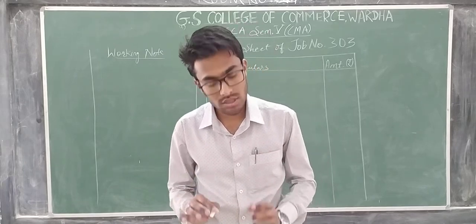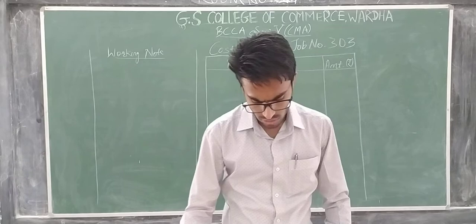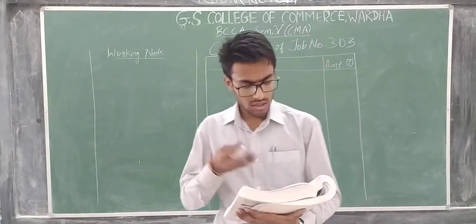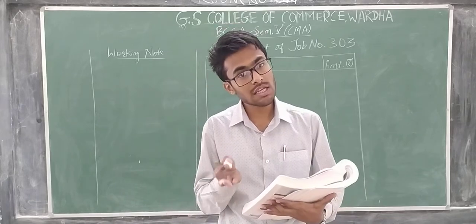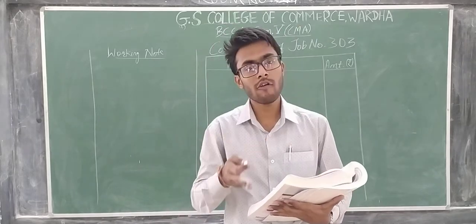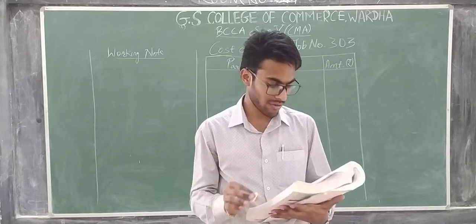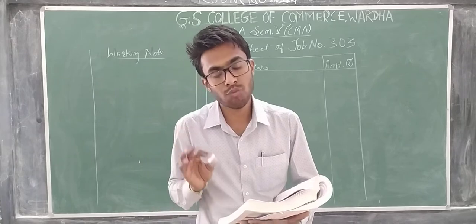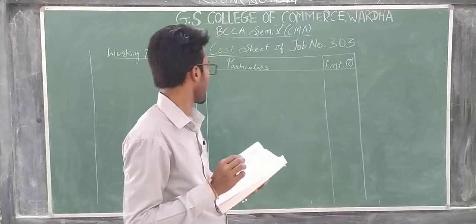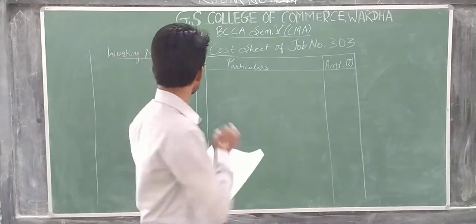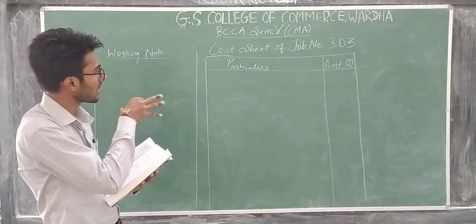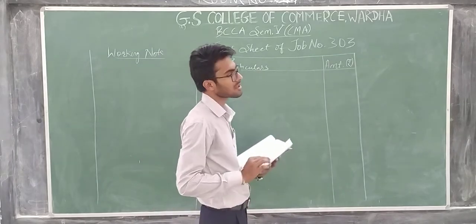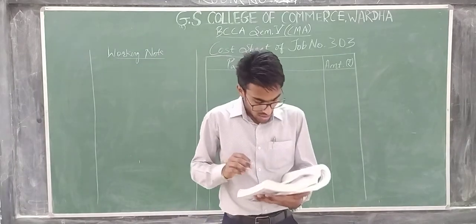Now we can work on the solution. Refer to all the figures from the question, and you have seen the pro forma of the job sheet in the previous lecture. Now you can take a practical approach to that pro forma. In front of you I have given 2 things. First is the working note, and the next, which is the main part of your answer, is the cost sheet of job number 303.